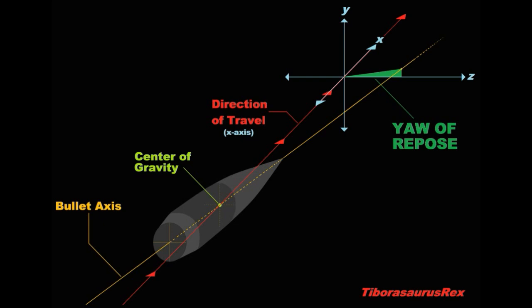So that's something you want to pay attention to when you're selecting your rifle barrel or when you pick up a new rifle. If it's a right-hand twist, expect the bullet to drift to the right. If it's a left-hand twist, expect it to drift to the left.